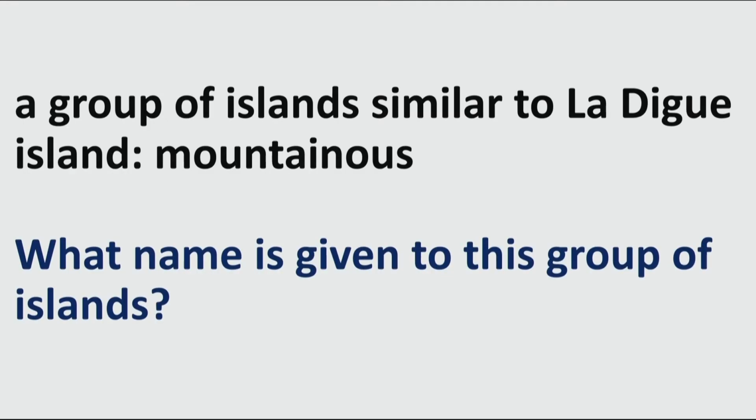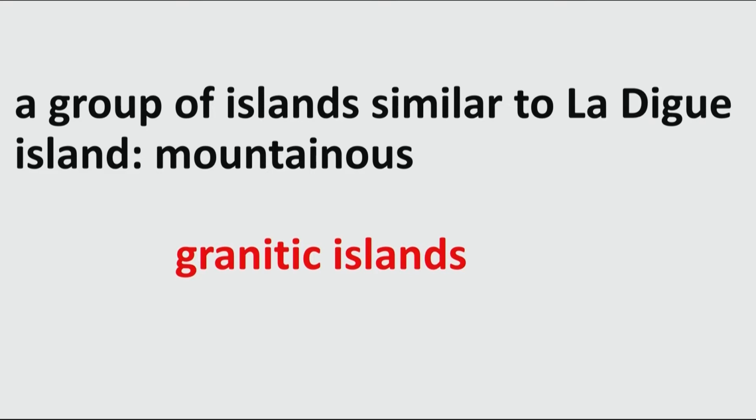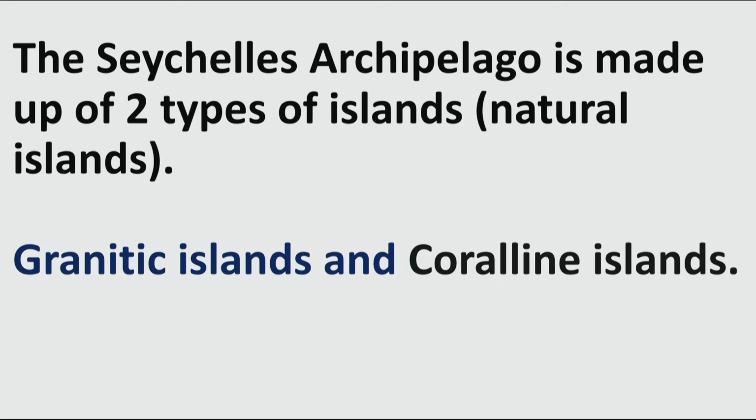There's another group of islands similar to Ladig, mountainous. So what name do you think we give to this group of islands? This group of islands is called Granitic Islands, meaning the Seychelles Archipelago is made up of 2 types of islands. Again, we're talking about natural islands. We have Granitic Islands and Coralline Islands.